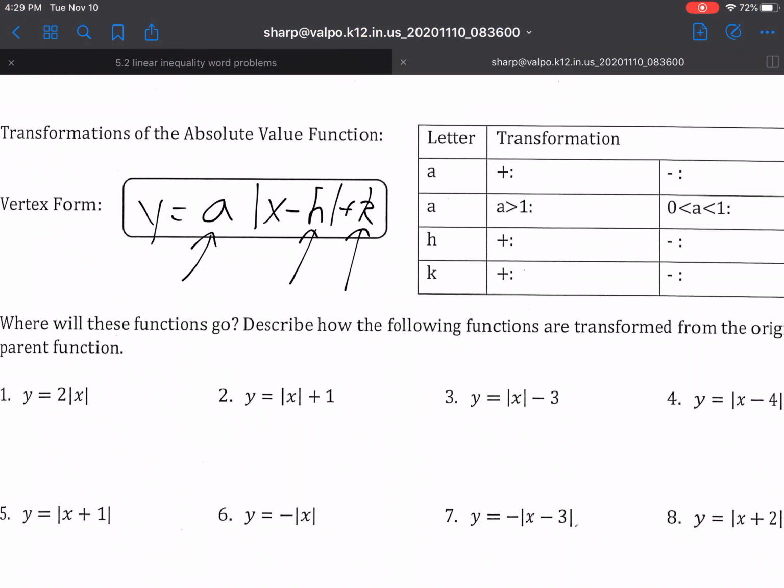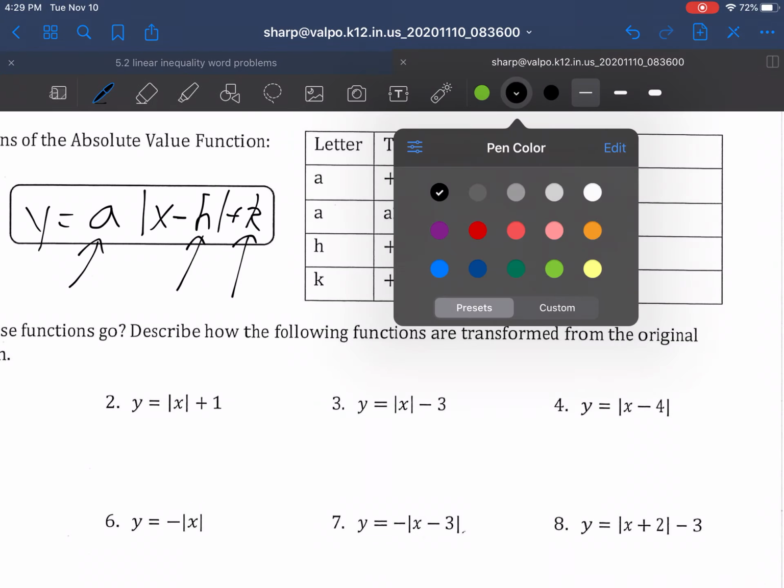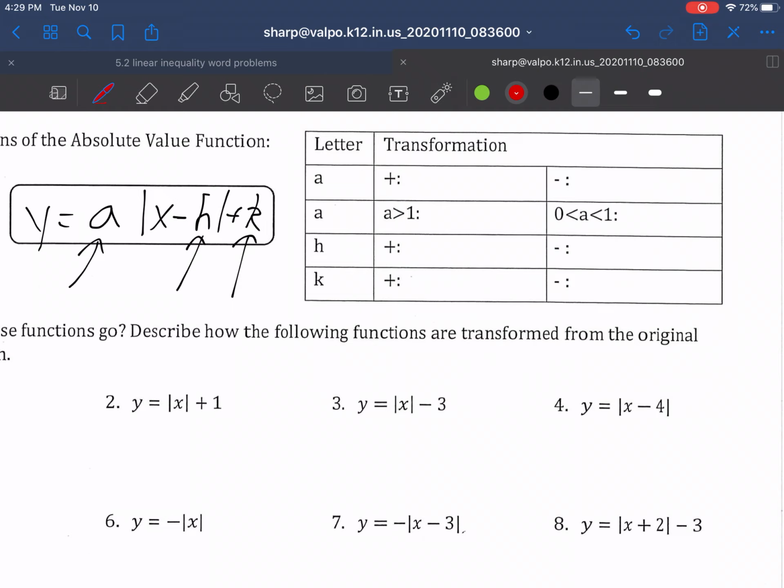So here's how you'll know how to transform your absolute value graph compared to what's given to you by the parent. The first thing is if your A value is positive, your graph is going to open upwards, which means your V is just going to look like this, just like it did when I graphed it before. But if your A value were negative, this graph would open downward, meaning your V would be upside down, and it would look like this, with a vertex here, and one side would go down this way, but the other side would go down that way.